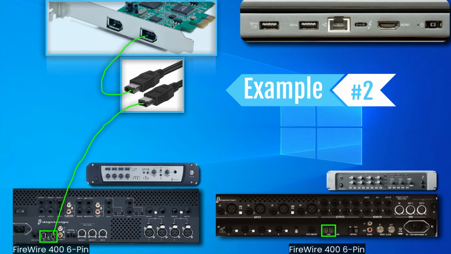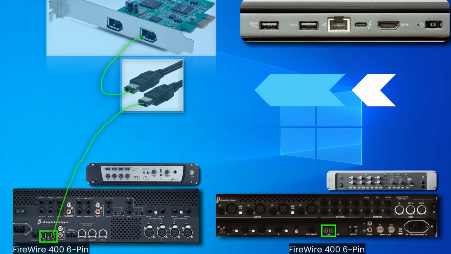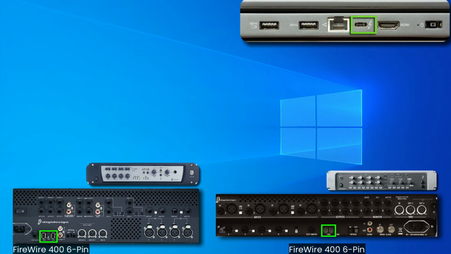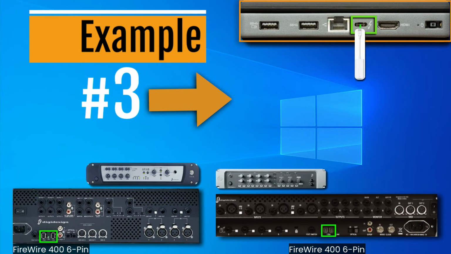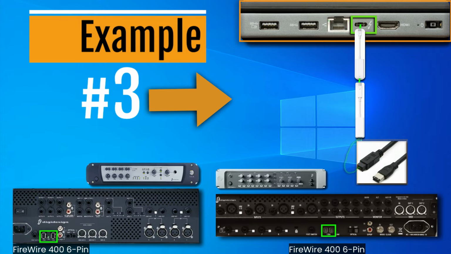Now we're off to our final example. The newest computers don't have Firewire ports. They have Thunderbolt 3 Type-C ports. This allows us to still connect the Digi 002 or 003, but we have to use special adapters. You will need an Apple Thunderbolt 3 to Thunderbolt 2 adapter, an Apple Thunderbolt 2 to Firewire 800 adapter, and a Firewire 800 9-pin to Firewire 400 6-pin cable.